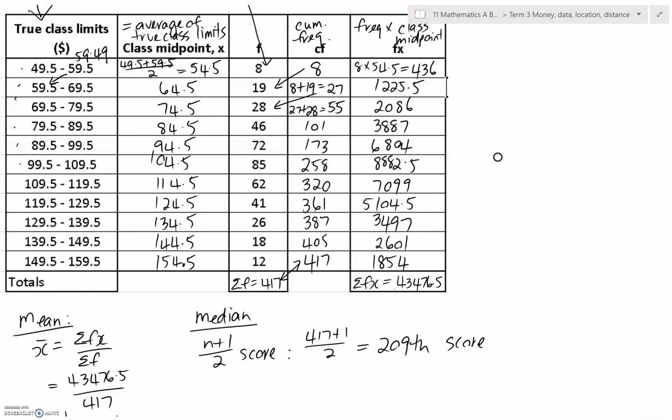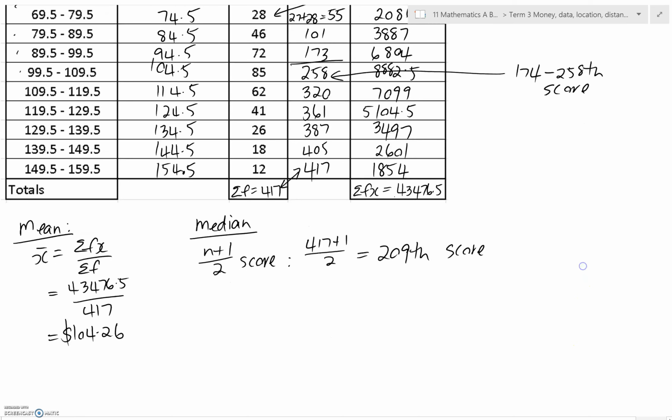So, in this one, up to here is 173. So this one in here is going to be the 174th to the 258th score that fall in that row. So that is the one we are interested in here. That is going to be our median. So you can see it's exactly the same as what we did with frequency table data. It's no different whatsoever. So it falls in the 99.5 to 109.5 range.